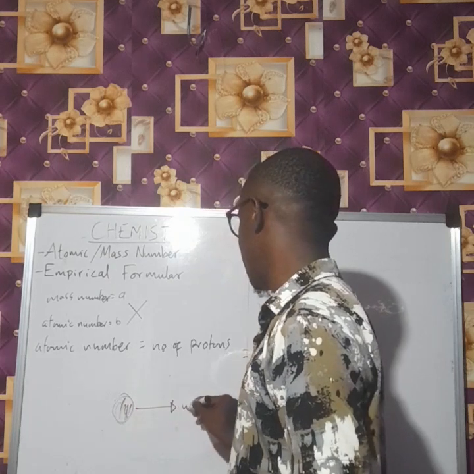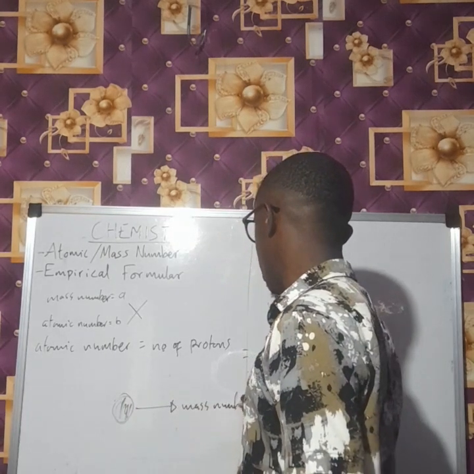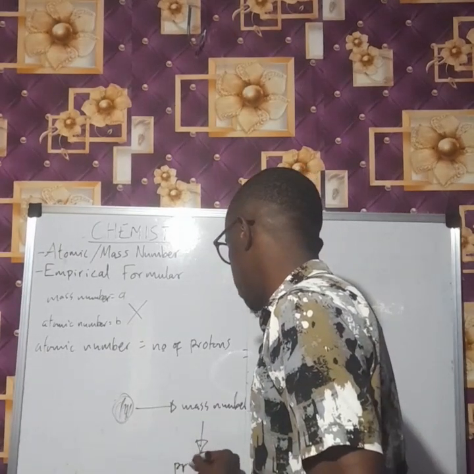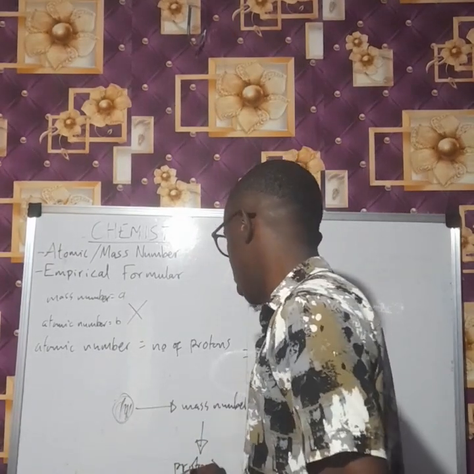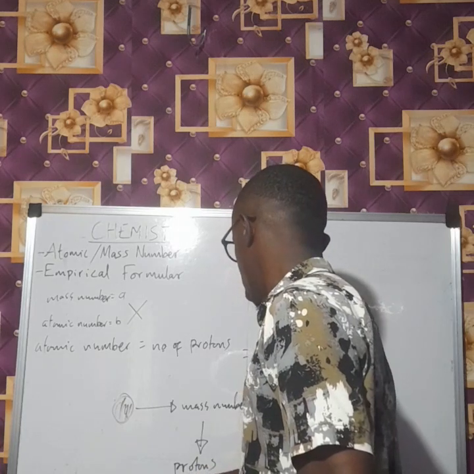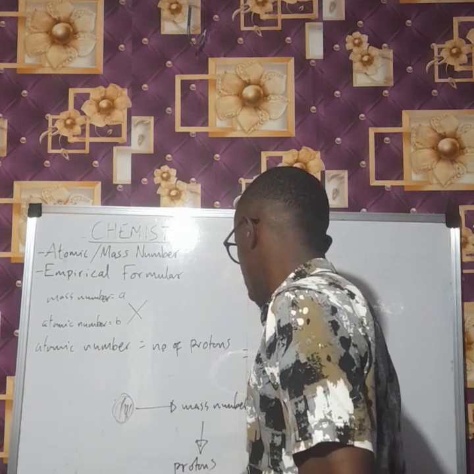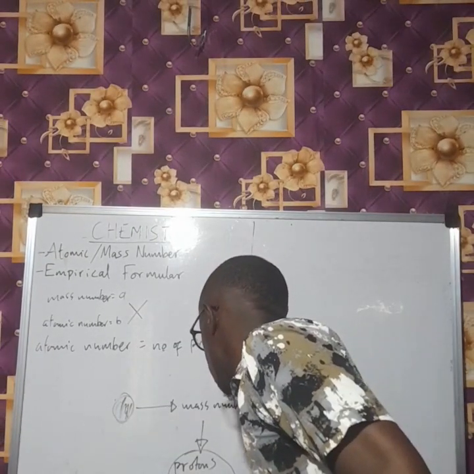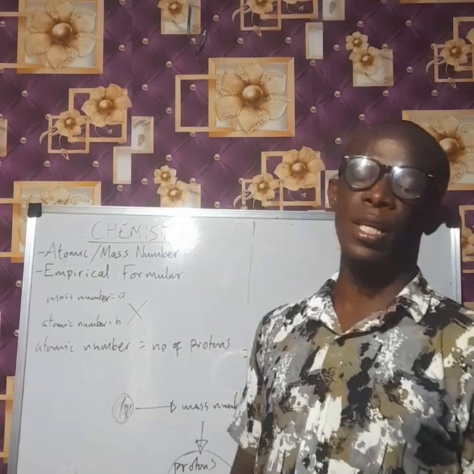Now, the nucleus is made up of the mass number. And this mass number contains the number of protons and the number of neutrons. All these make up the nucleus of the element. Are we there?